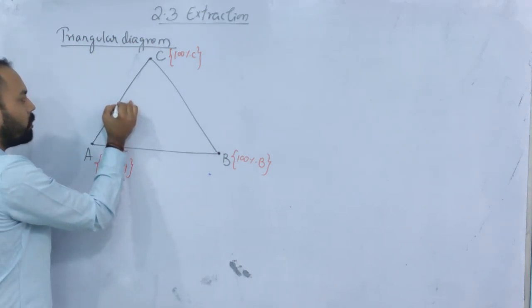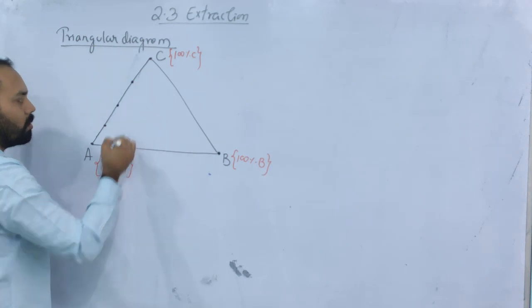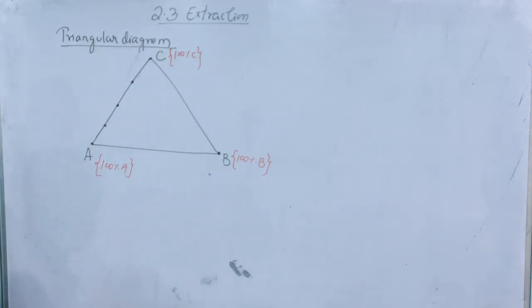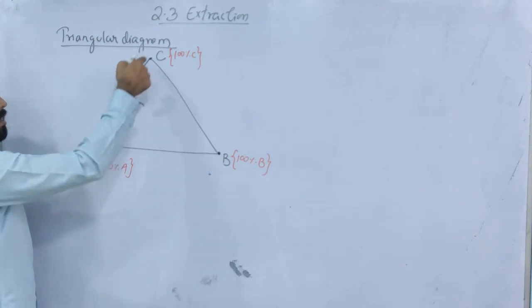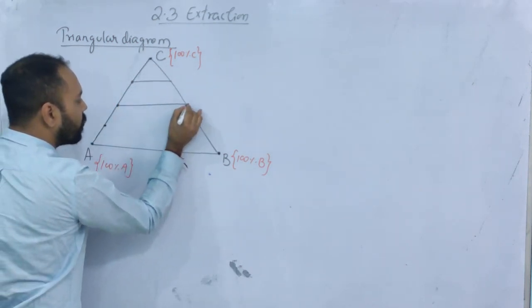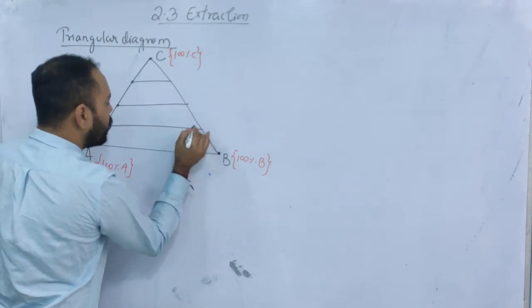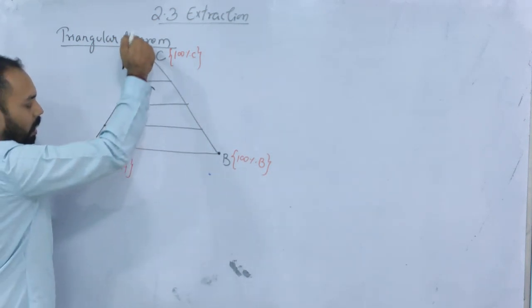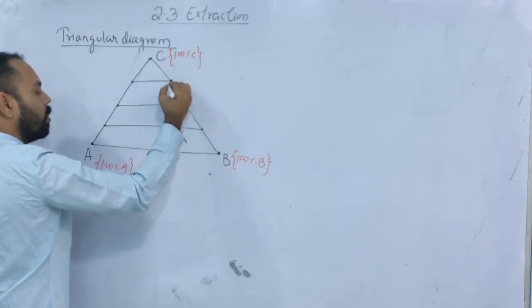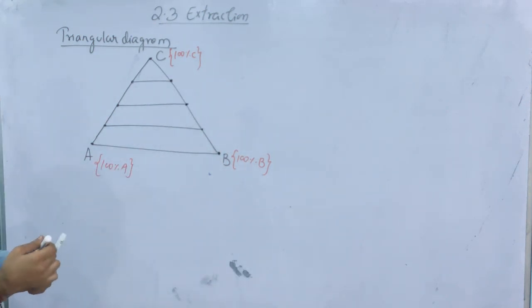Suppose there is another point, and let's suppose there is one more point. So I have divided this side into 4 equal parts. If this is 100% A, this is 100% C. Let me make lines like this. You have divided each side, AC and the side BC, into 4 equal parts. Now let me write the composition of these 2 points.